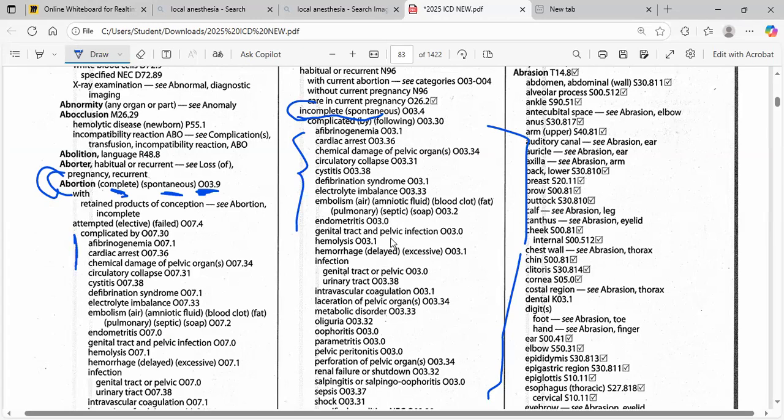We have to use an O07 code when patient is coming with the elective failed abortion, any complication which is due to the elective abortion. So any complication due to the elective abortion which is failed, abortion is not completed. In that case, you are going to use a code from series O07.